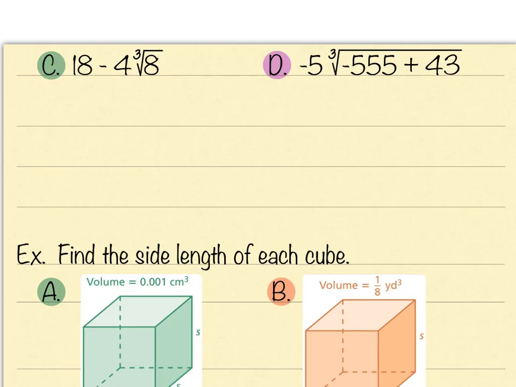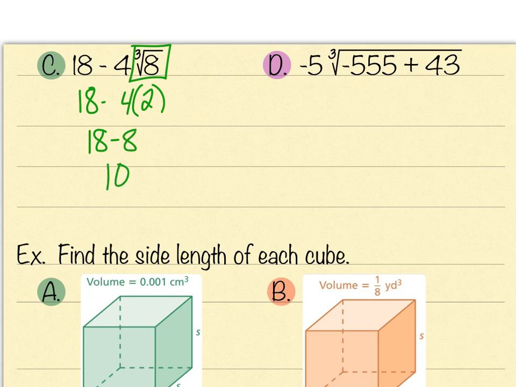A couple more examples. In example C, we have to cube root the 8 before we do anything else. And a very common mistake is to want to jump into this 18 minus 4. I cannot do 18 minus 4. Subtraction is actually the last step in order of operations. I have to cube root 8 first, which is 2. Then I have to times 2 by 4, which is 8. And then I have to subtract 18 minus 8, which is 10. And you'll get a very different answer if you do 18 minus 4 first. We cannot do that.